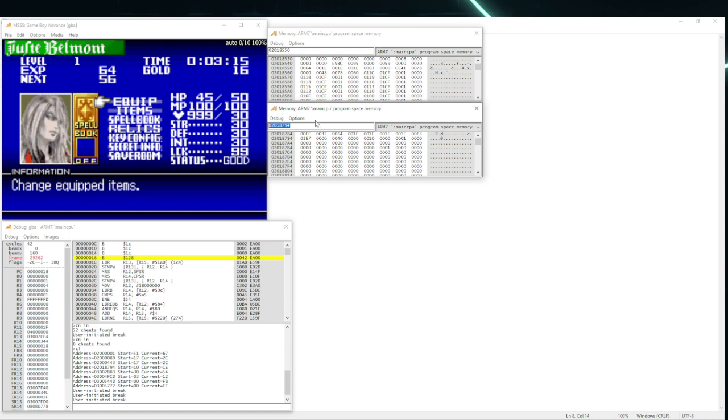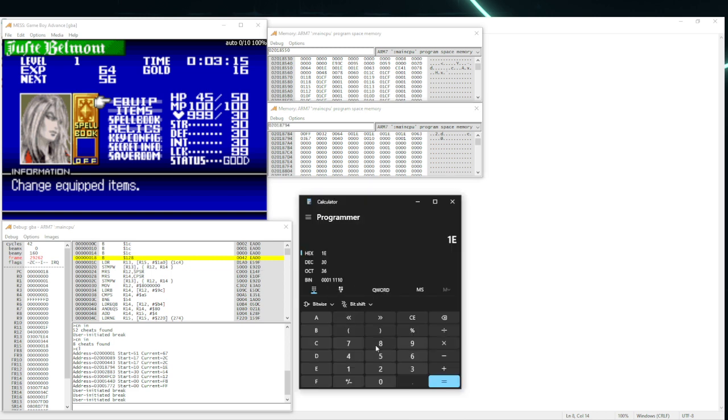Let's look for that. The current XP is 64, which we don't know what it is in hexadecimal. So click on decimal: 64 is 40 in hexadecimal. It might be close to our stats, because it generally is around the same place, but I'm not seeing it. So we're going to do another search.